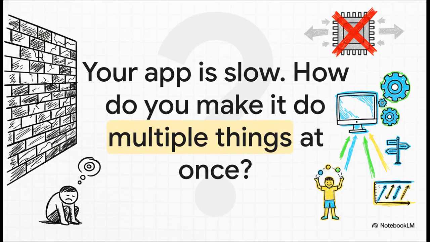Okay, so picture this, and I think we've all been there. Your app is running slow. It's sluggish, and worse, your users are starting to complain. Now, you could just throw more hardware at the problem, but that's not always the best way. The smarter way is to get your program to do multiple things at the same time. The real question is, how? How do you actually pull that off?